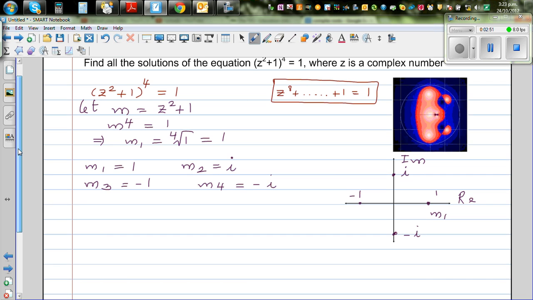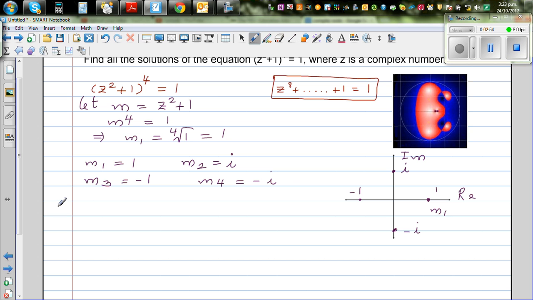Okay, so now let us put back what is m1. We know m is z squared plus 1, so we can say z squared plus 1 is equal to 1. So let's take one. So m squared plus 1 is equal to 1, which means z squared is equal to 0, which implies z1 is equal to z2. There are 2 roots here, z1 and z2, both are equal to 0. So from this you're getting 2 roots.